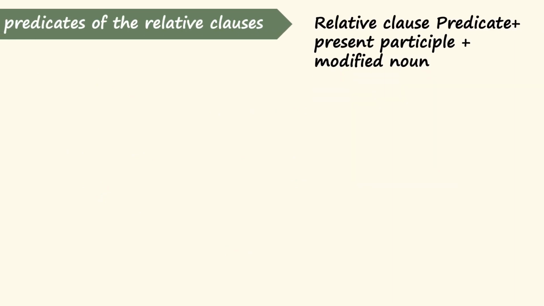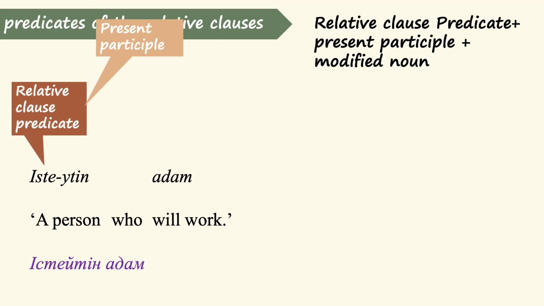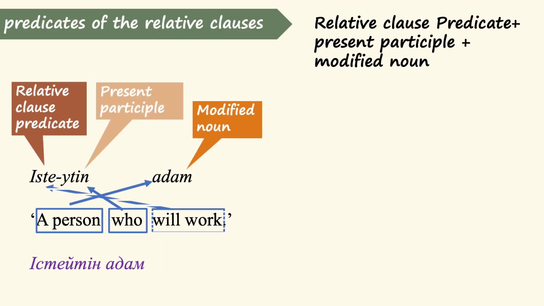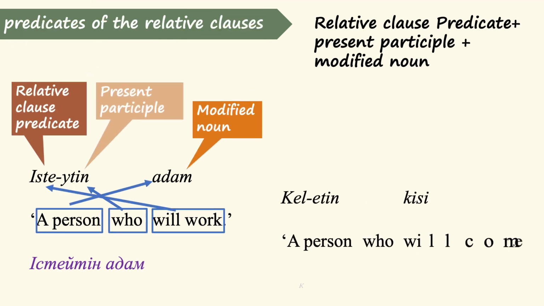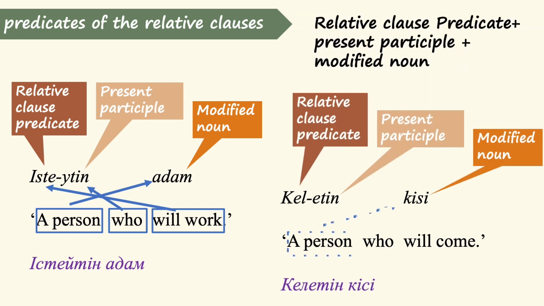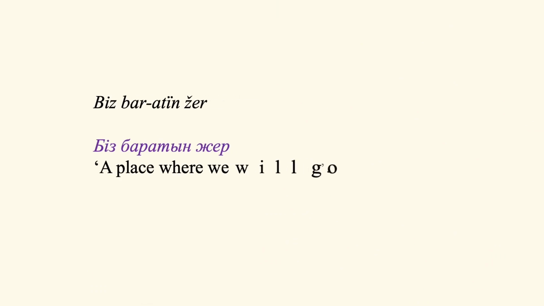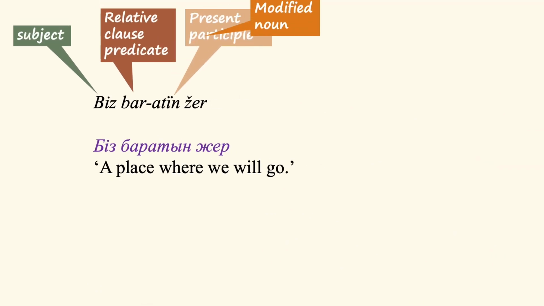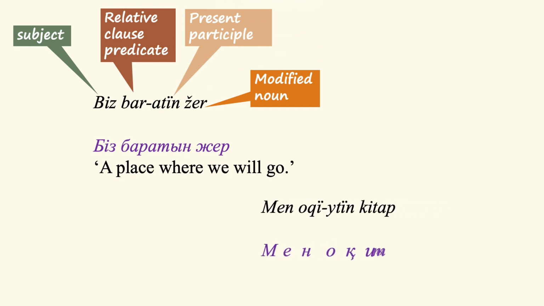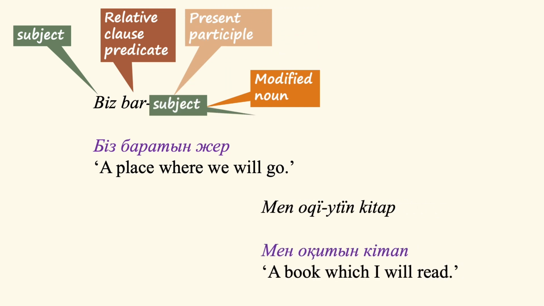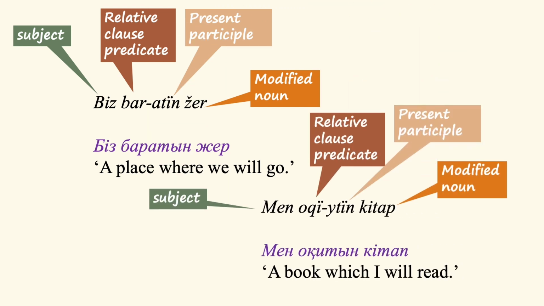Let's take a look at some examples. İsteyen adam, a person who will work. Kelетін kişi, a person who will come. Biz barатын жер, a place where we will go. Men оқитын кітап, a book which I will read.